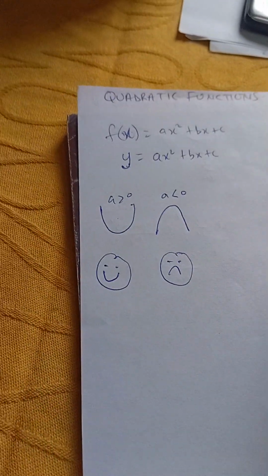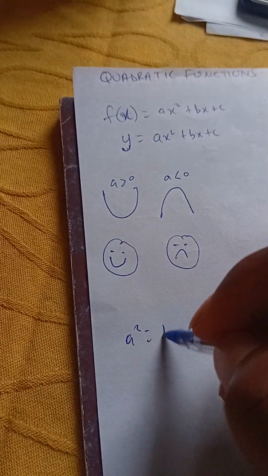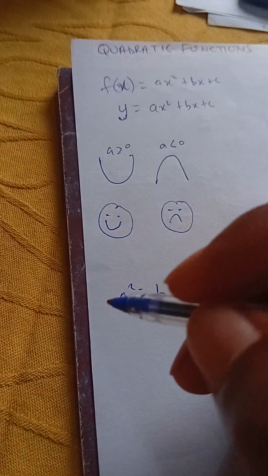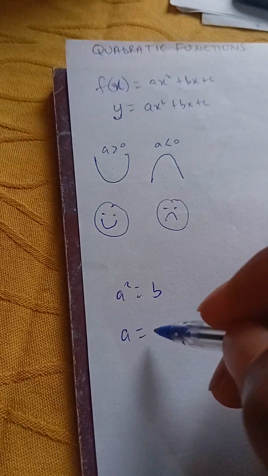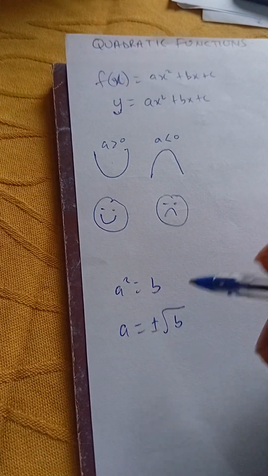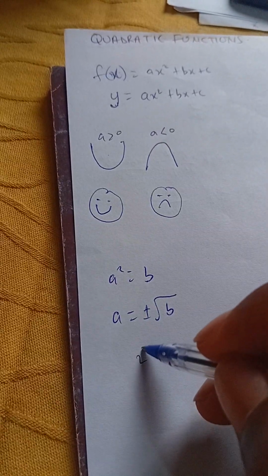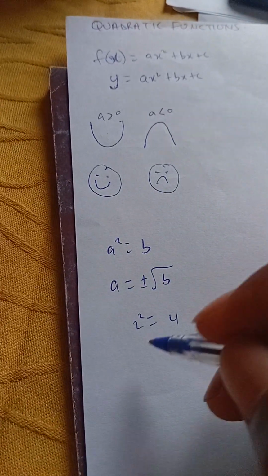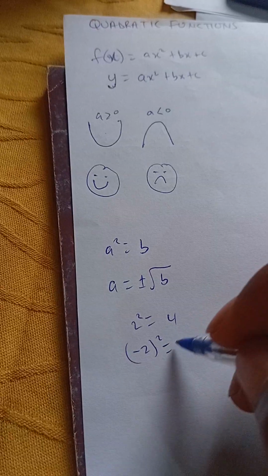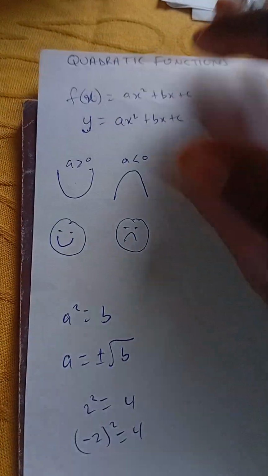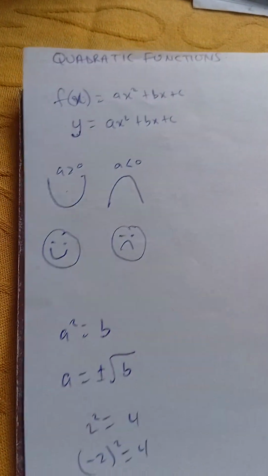Let's look at the square root property. If you have a squared equals b, and you are making a the subject, a will be equal to plus or minus square root of b. This is because, let's say b was 4, you could have taken positive 2, you square it. You could have also taken negative 2, you square it, you also get 4. So we are good with this one too.